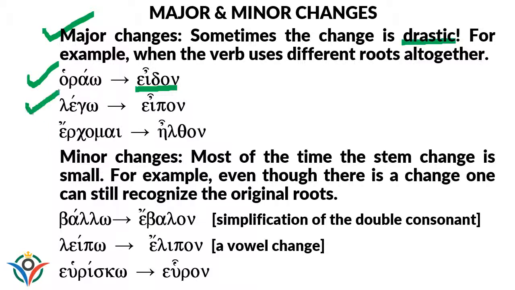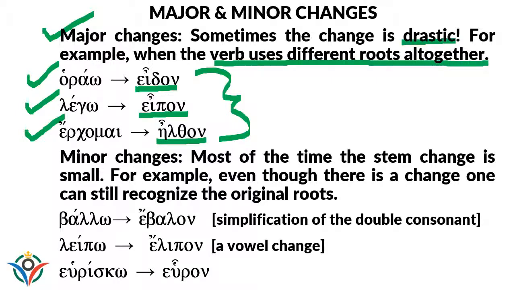The second example is lego, which, if you remember, means I say, and its second aorist form is apon, which once again is very different from the present tense form. And then we have erchomai, which means I come or I go, and the second aorist is elthon. All of these examples show you that the verb uses different roots altogether, and that's why we have a major or a drastic change.